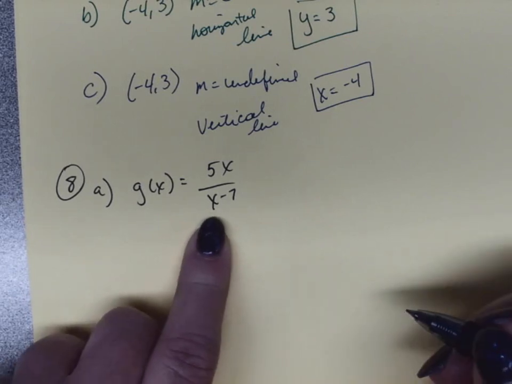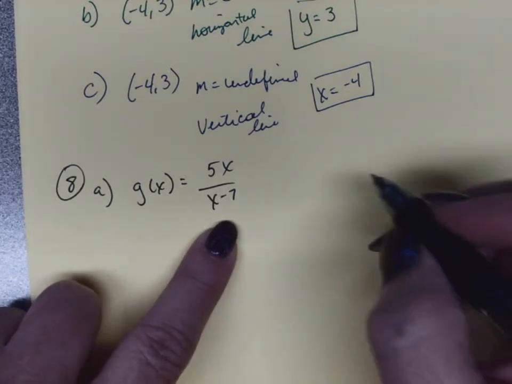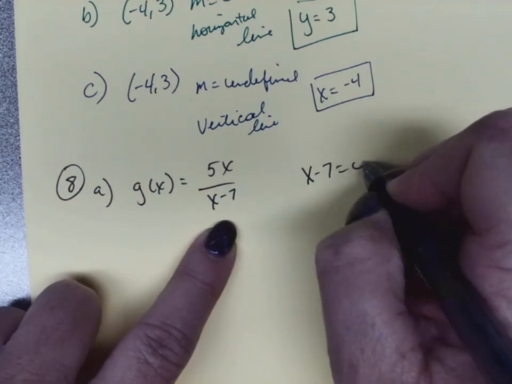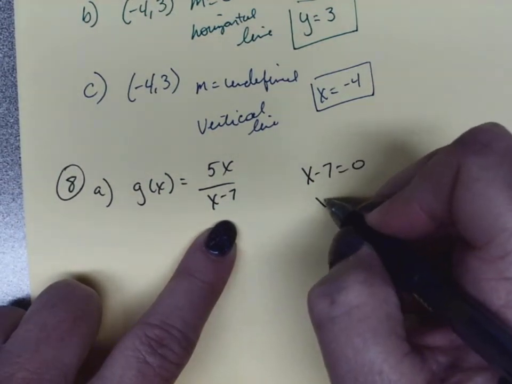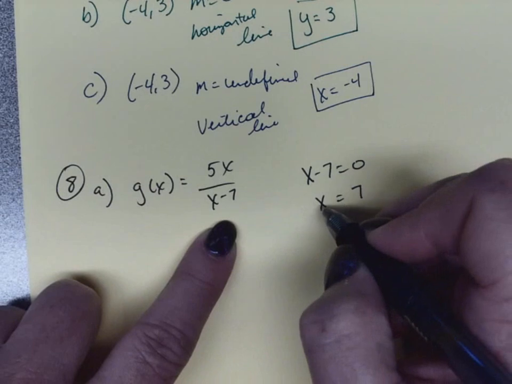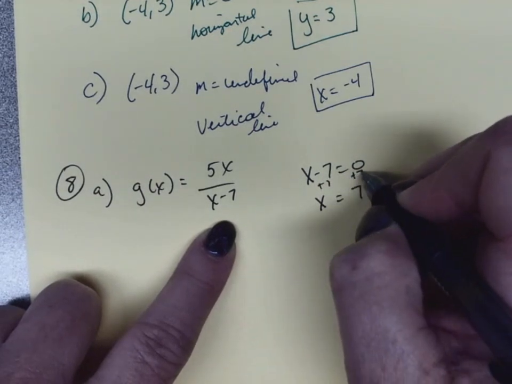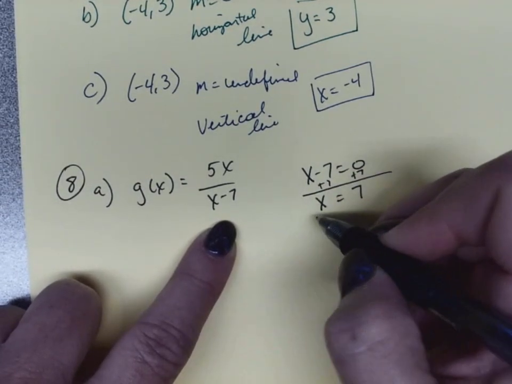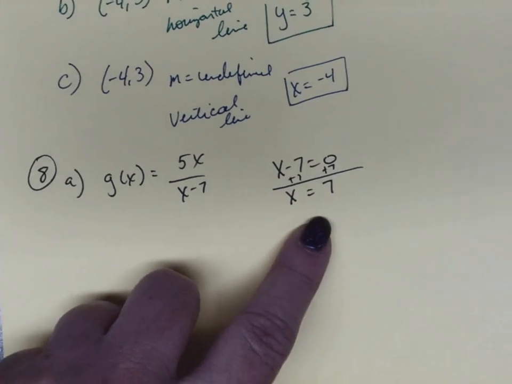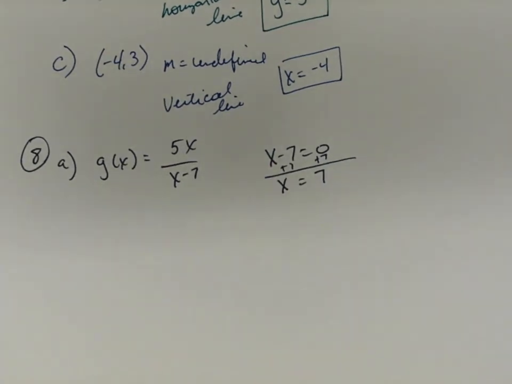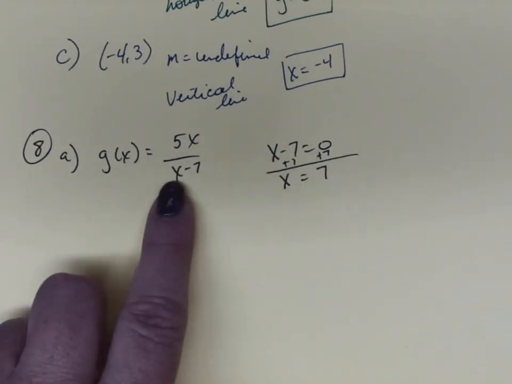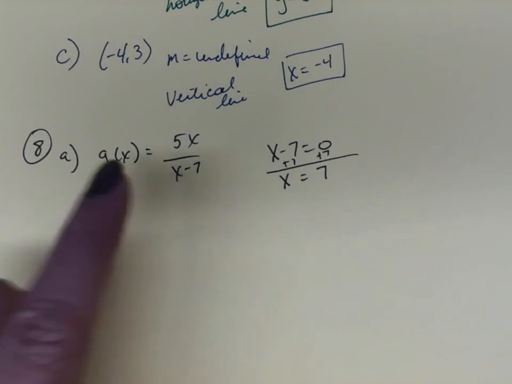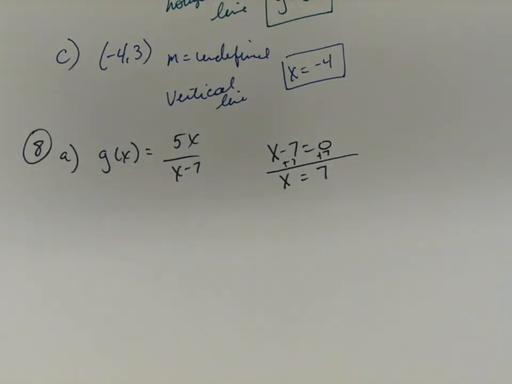But we're looking at x minus 7 as our denominator. We're going to take x minus 7 equal to 0 and end up with x equal to 7, because we'll add 7 to both sides. So that means our domain can be any number except 7, because if I plug in 7, I get 7 minus 7, which is equal to 0.